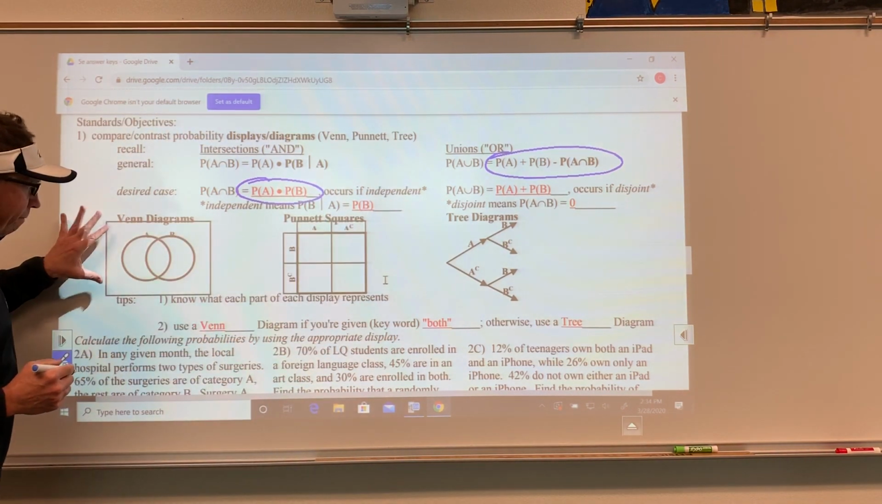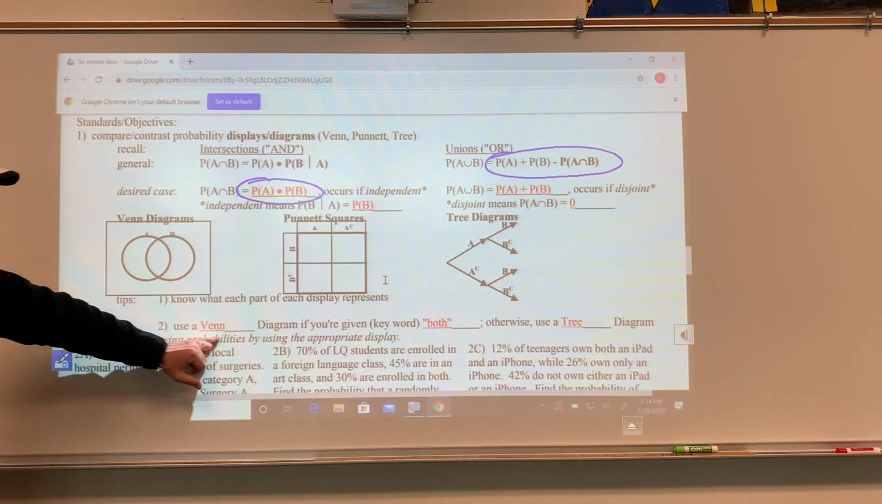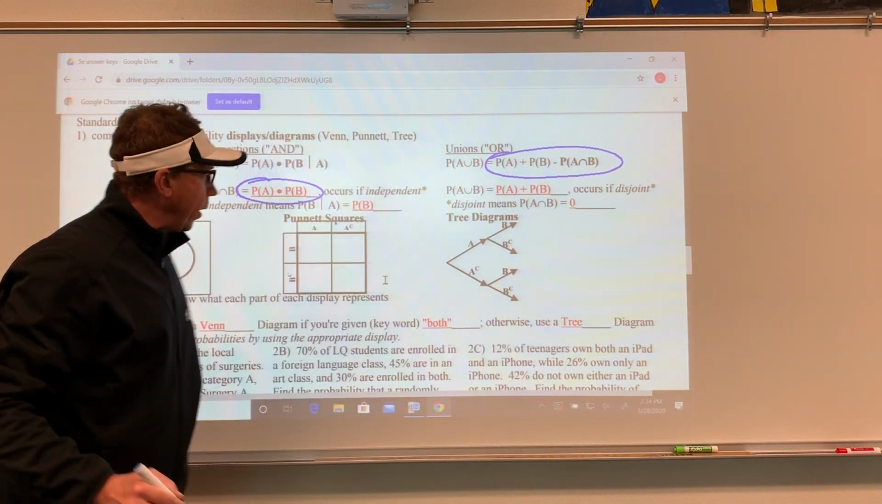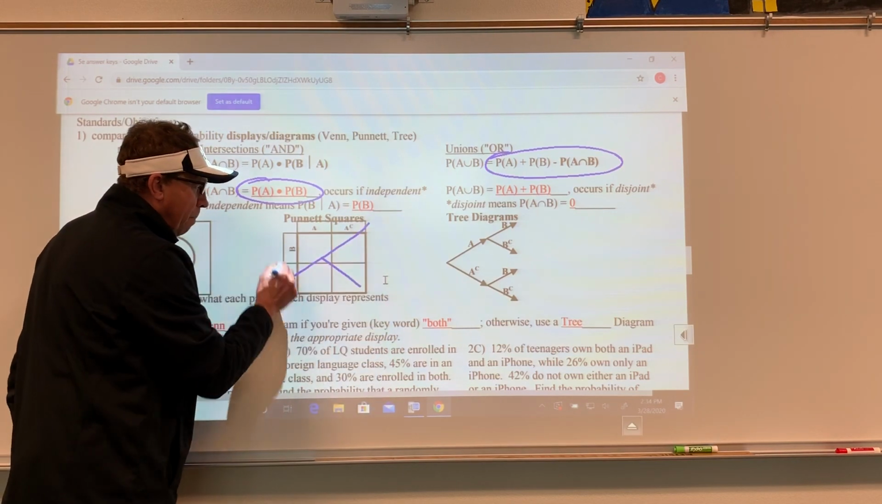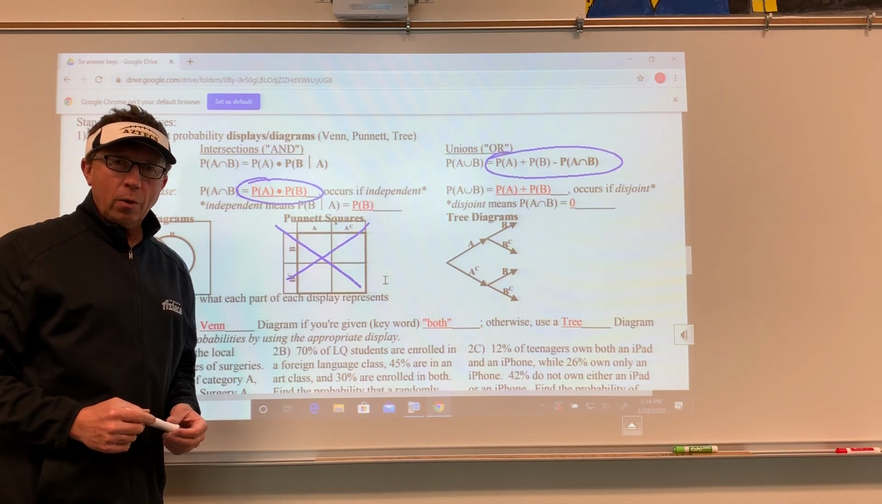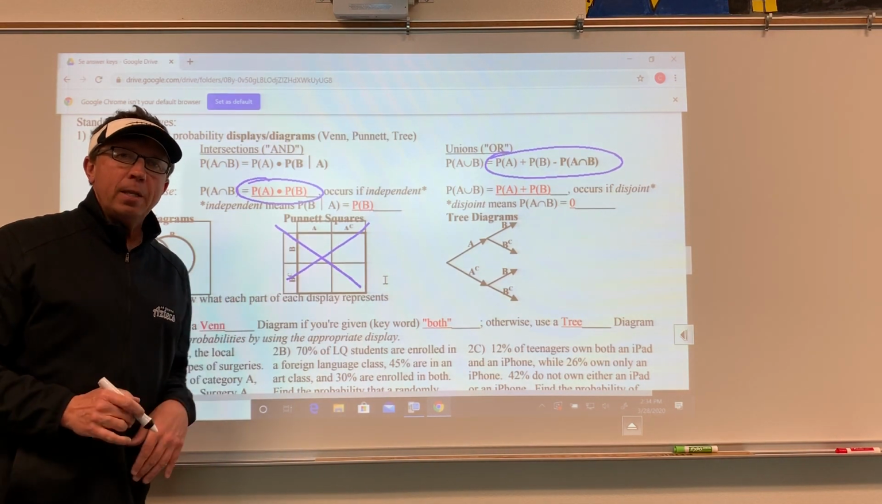And we're going to be using a Venn diagram if the key word is both, and otherwise we're going to use a tree diagram. We will not be using a Punnett square. I have it here because I know you're mostly familiar with it. Okay, let's jump into these problems.